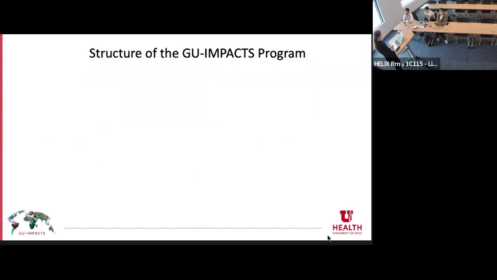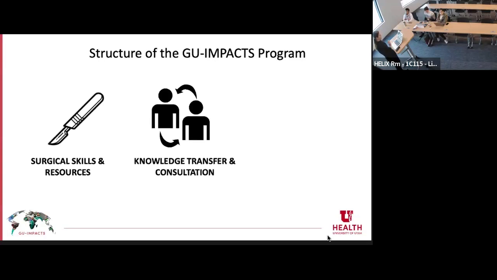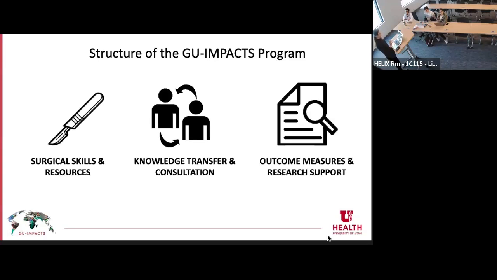In terms of the structure of the GU Impacts program in general, which I'm just going to quickly touch on, it's relatively similar in both of these countries in that we are three-pronged. One is surgical skills and resources. The next prong is what I call knowledge transfer and consultation. And the third part is outcomes measures and research support.